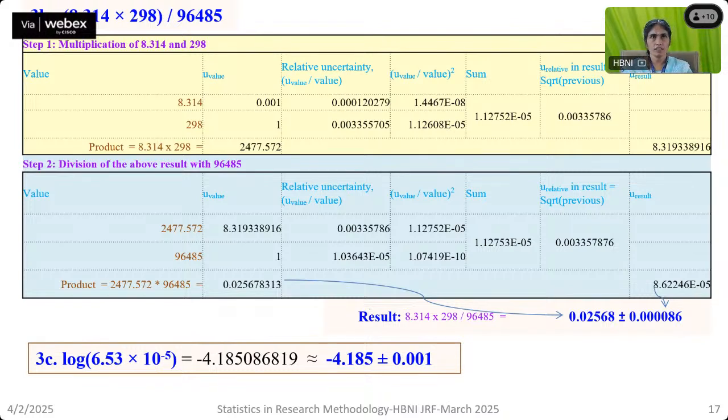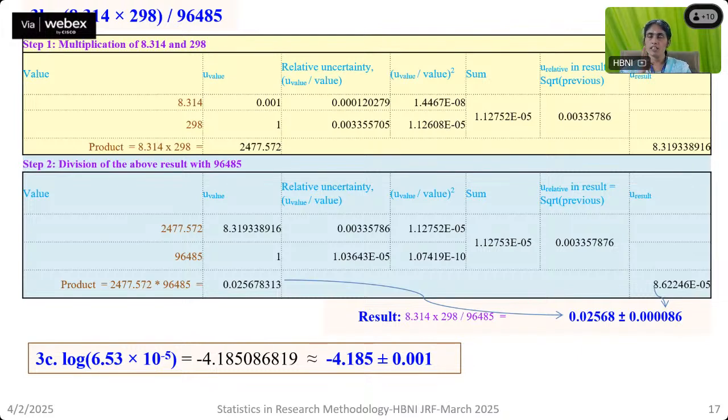So these are the individual steps discussed in detail. Since there are not many extra points in this one, I'll not go into the details. The final result, the error propagation, significant figures, rounding off rules, everything is followed as per the prevailing rule of expression of the final result.